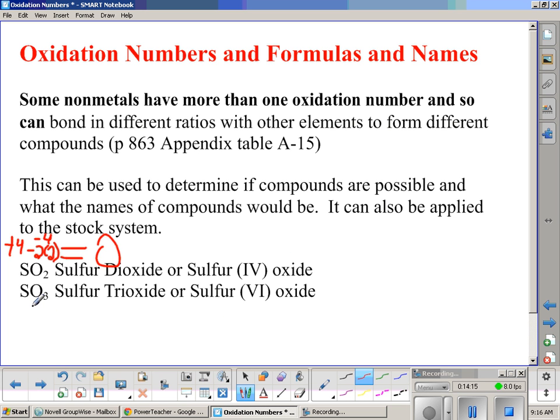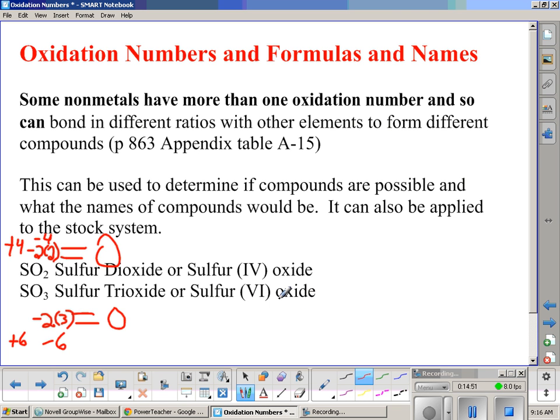Okay, well, here we have sulfur and oxygen again, different combination. Again, no charge. I'll write this one down below. Okay, so no charge, equal to 0. Each oxygen still equal to -2. This time we have 3 of them, so -2 times 3, giving us -6. And so as you've probably already figured out, the sulfur has to equal a +6. So if we were naming this using the stock system, sulfur trioxide would now be called sulfur 6 oxide.